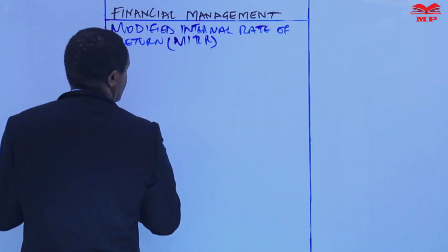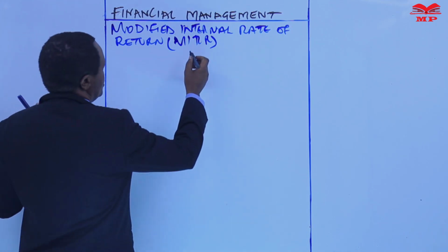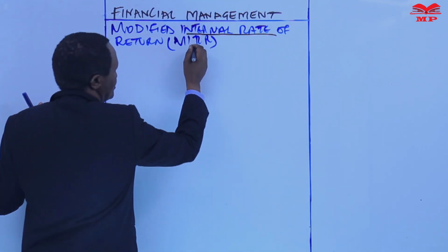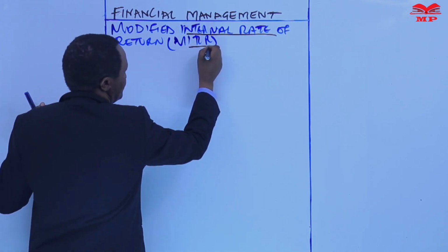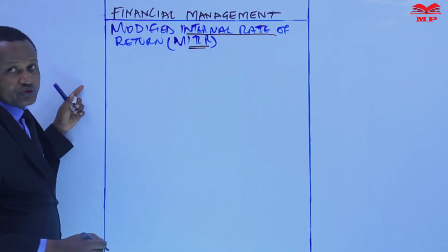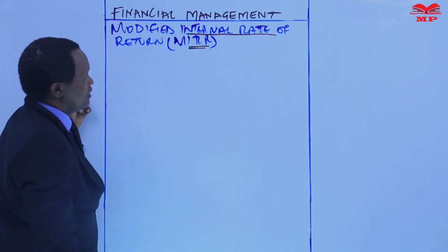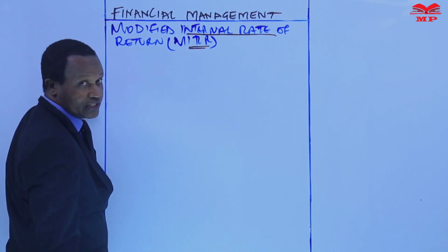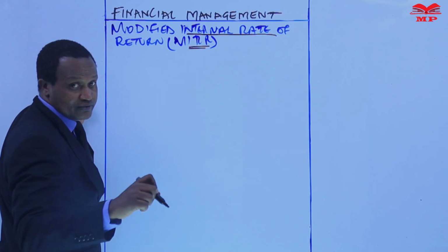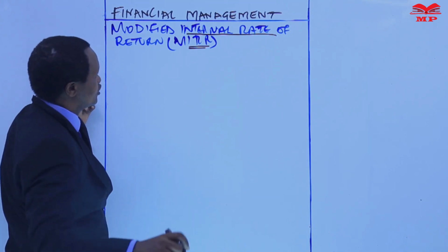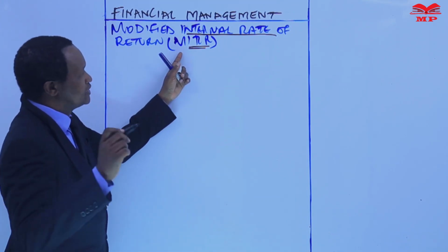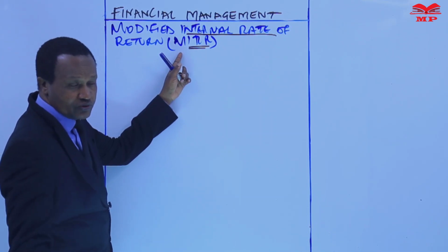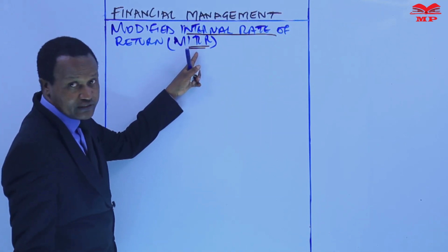We are going to learn how to calculate the modified internal rate of return. In our last session, we covered the internal rate of return. We saw the procedure for the determination or calculation of internal rate of return. So the modified internal rate of return is a variation of the internal rate of return.